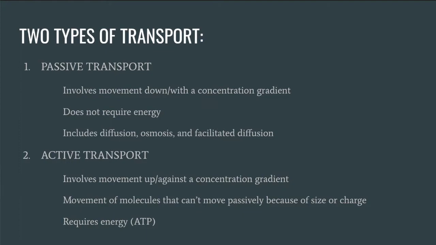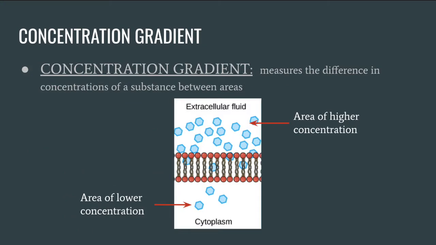The second type of transport is called active transport. Now notice this is different than passive transport because this involves movement up or against a concentration gradient. This is also going to require the input of energy. When we talk about active, we might be thinking about motion or energy or movement, and that's all very fitting for its name. So then what is concentration gradient?